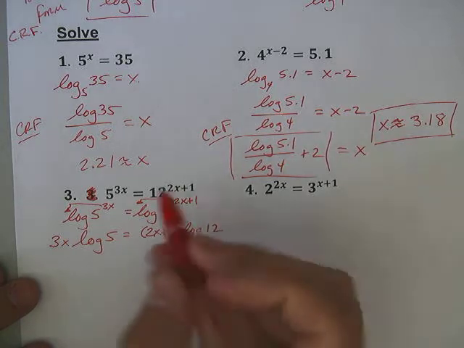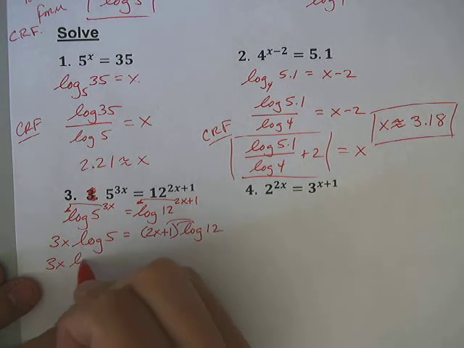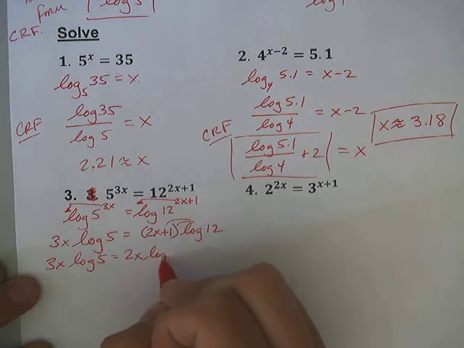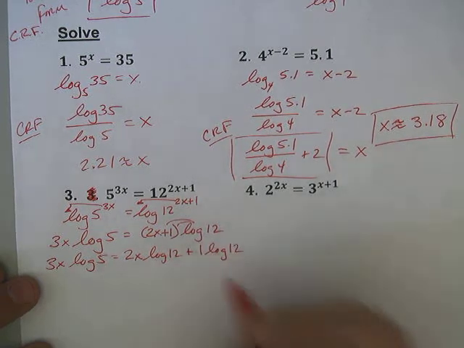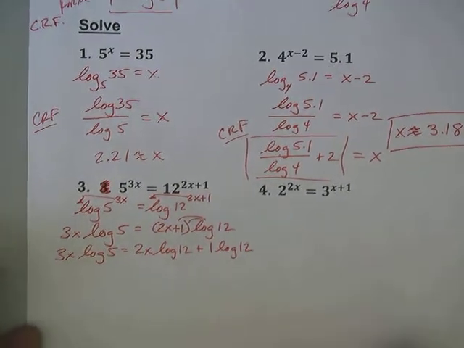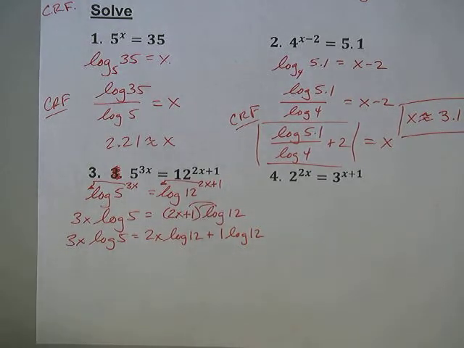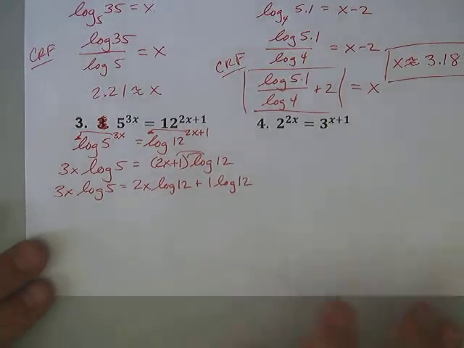All right, now what? Well, what's going to be next is this. Notice here that there's this quantity right here. So what I can actually do is distribute this in. So I'm going to get 3x log 5 equals 2x log 12 plus 1 log 12. Don't really need the 1, but I figured I'd put it there.